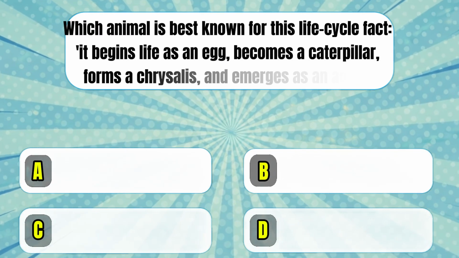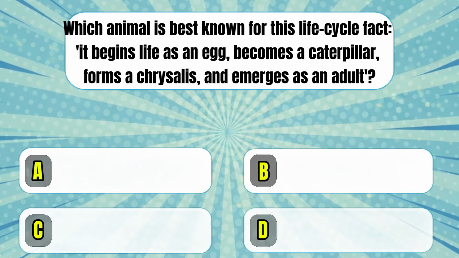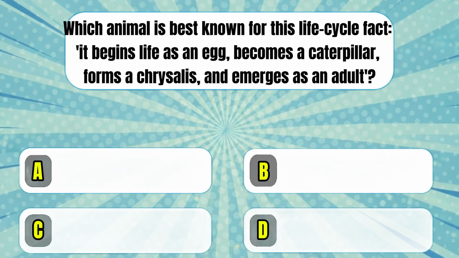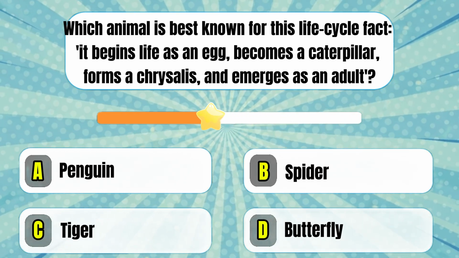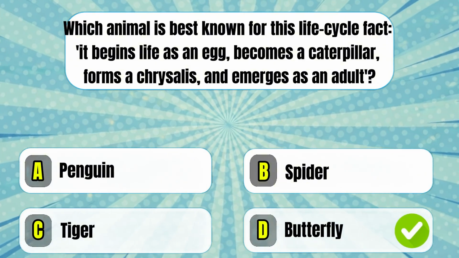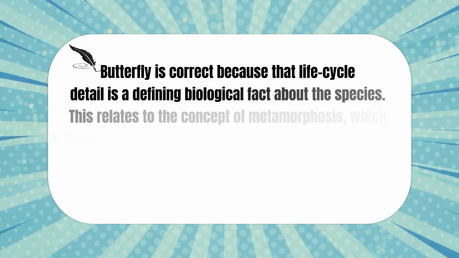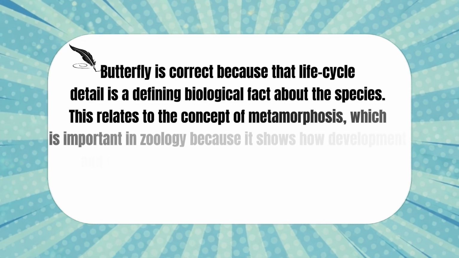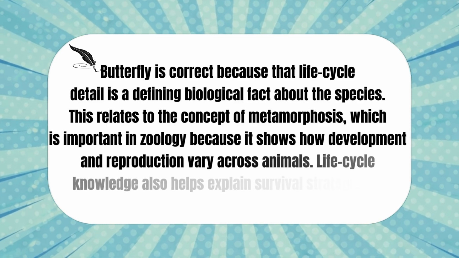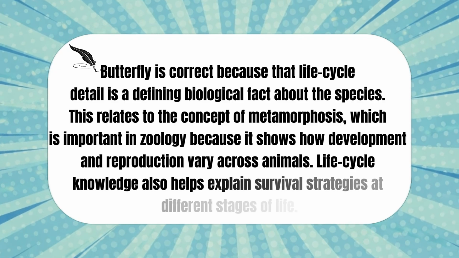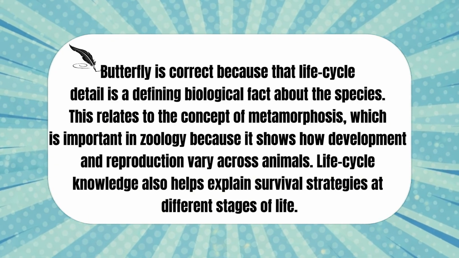Which animal is best known for this life cycle fact? It begins life as an egg, becomes a caterpillar, forms a chrysalis, and emerges as an adult. Butterfly is correct because that life cycle detail is a defining biological fact about the species. This relates to the concept of metamorphosis, which is important in zoology because it shows how development and reproduction vary across animals. Life cycle knowledge also helps explain survival strategies at different stages of life.